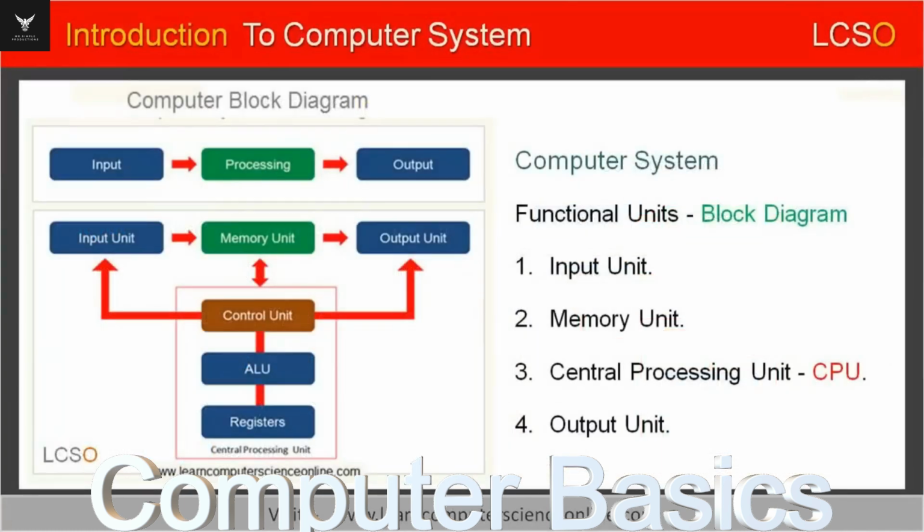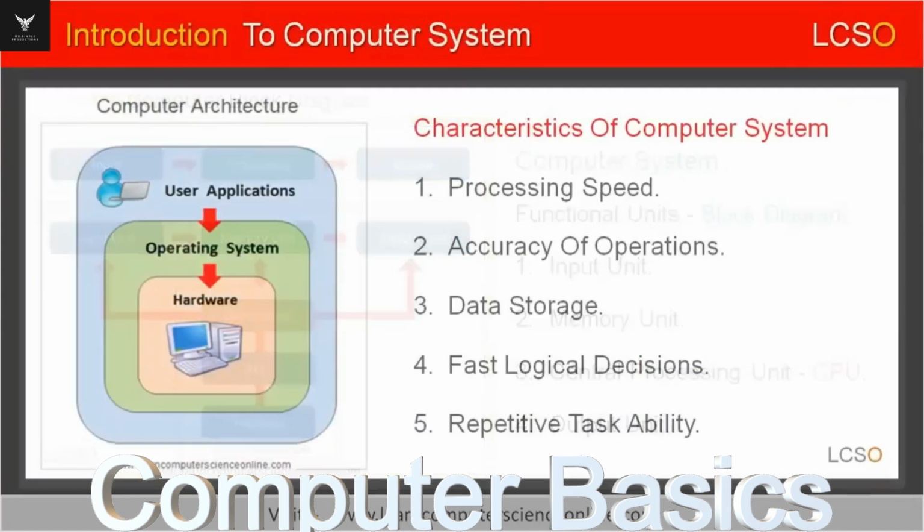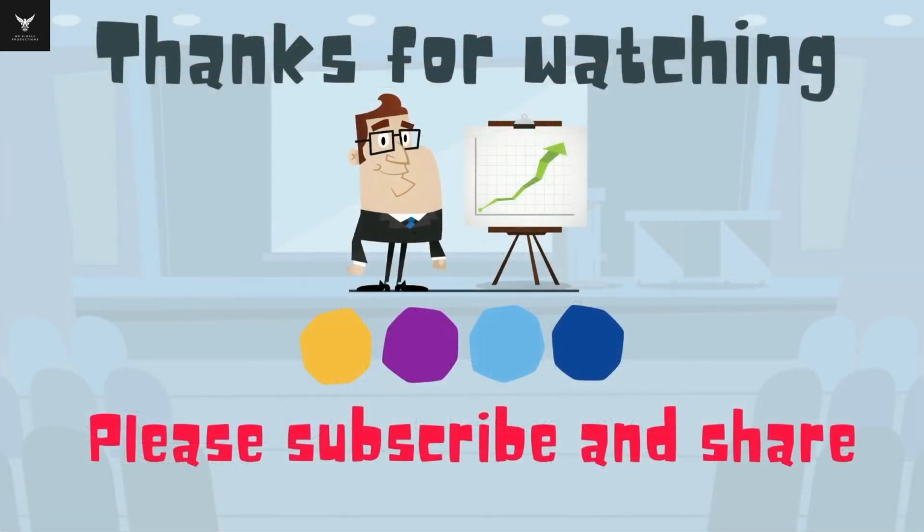All right. So far we have discussed various functional units of the computer. Let us now move on to the next topic, that is, important characteristics of the computer system.